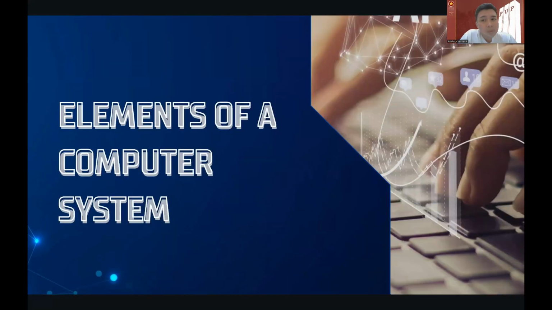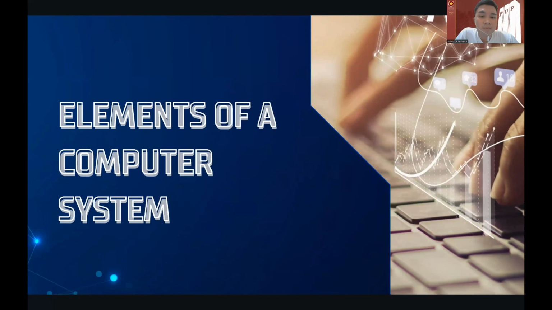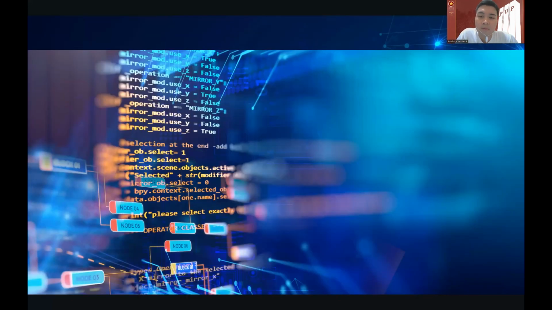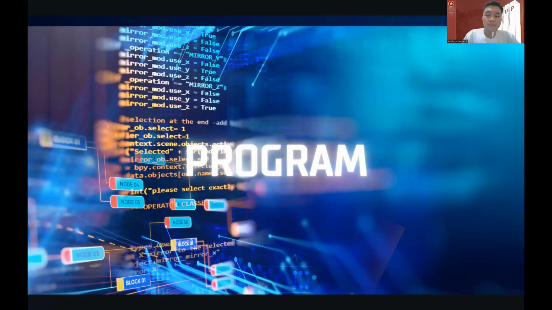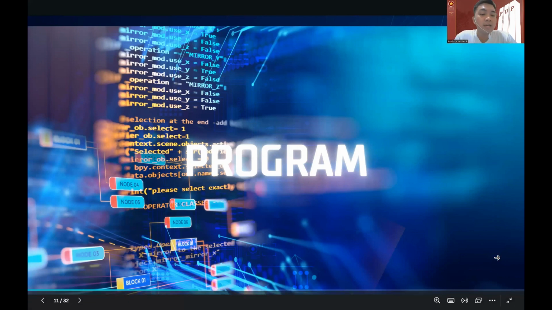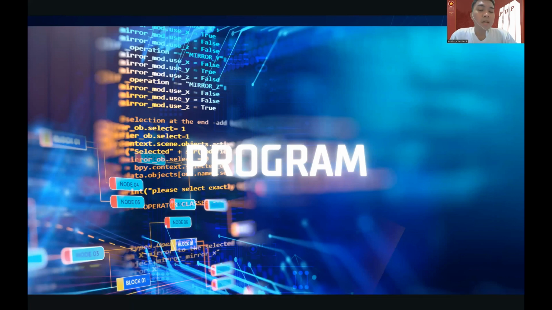So let's go now to elements of a computer system. So, program. A program is a computer program. It's a sequence or a set of instructions in a programming language for a computer to execute. It is one component of software which also includes documentation and other intangible components. A computer program in its human readable form is called source code.